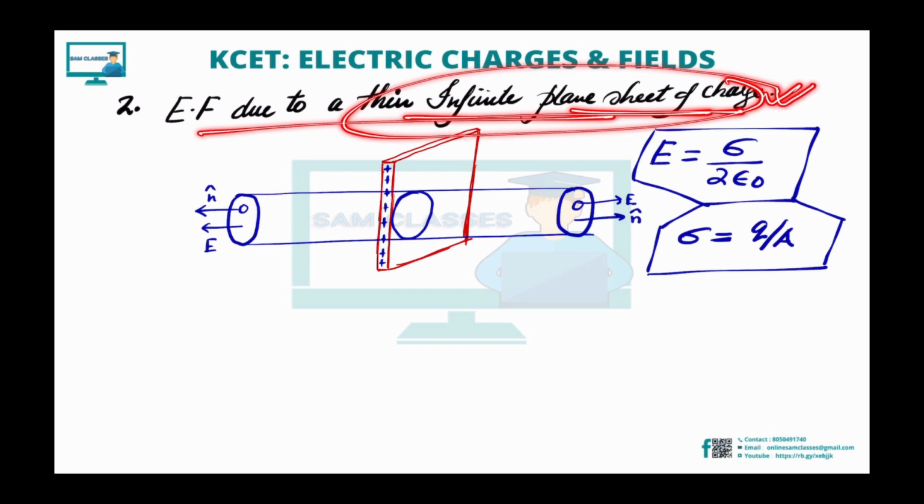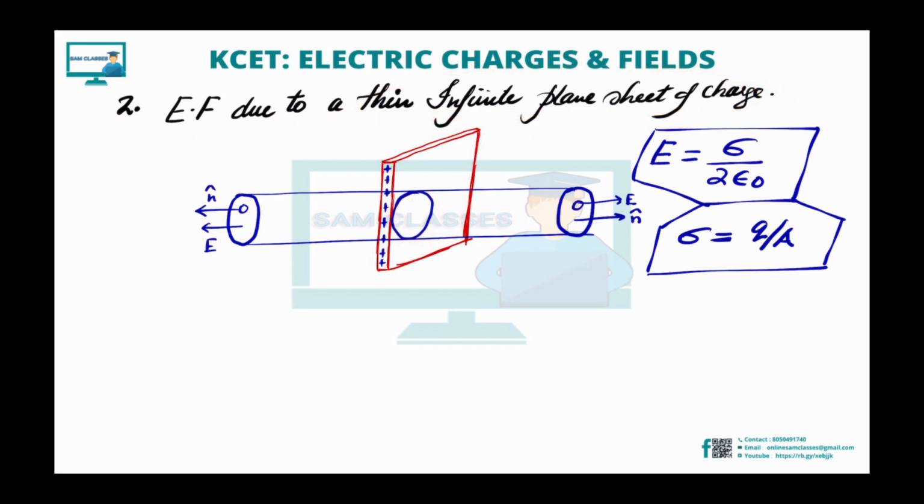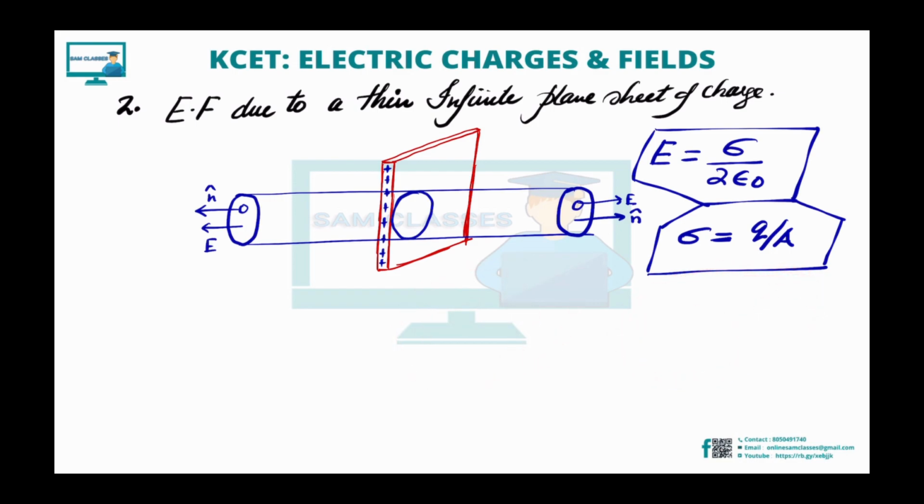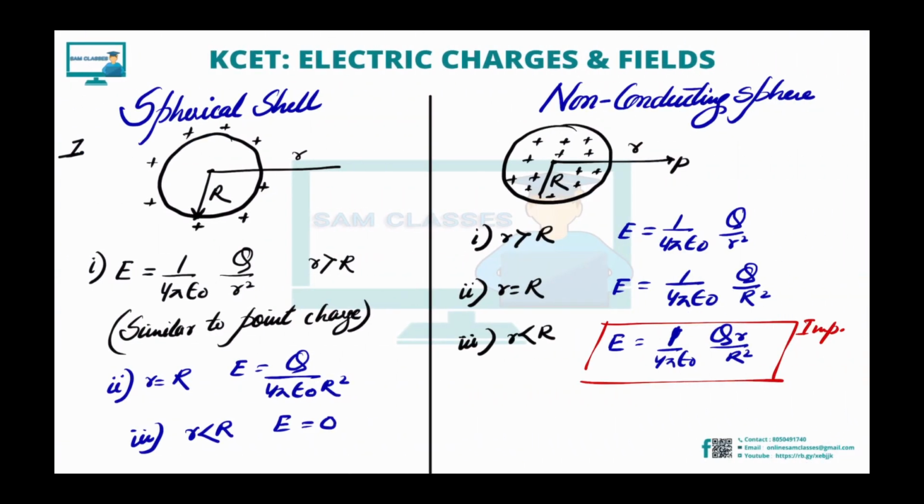Coming to electric field due to a thin infinite plane sheet of charge. So we have a plane sheet of charge. Due to this, what is the electric field? That is equal to sigma by 2 epsilon naught. What is the sigma again? This is surface charge density. How much charge is there per unit area? Lambda was linear charge density, charge by length.